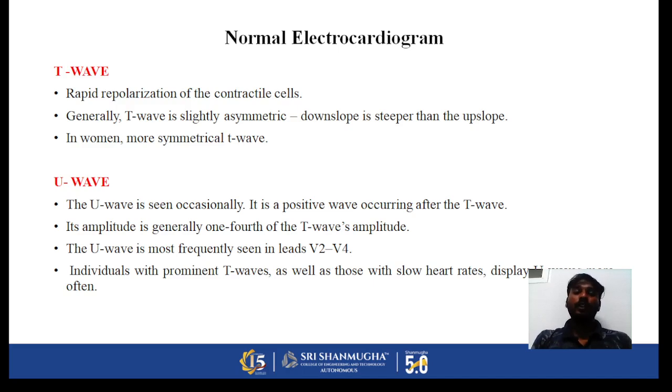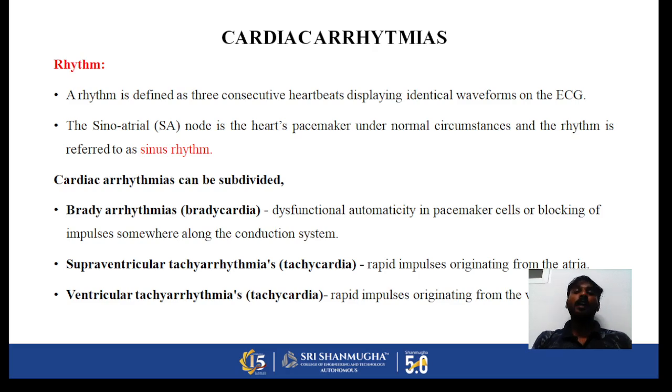U wave: we can see U waves occasionally. It is a positive wave occurring after the T wave. Its amplitude is generally one-fourth of the T wave amplitude. The U wave is most frequently seen in leads V2 and V4. Individuals with prominent T waves, as well as those with slow heart rates, display U waves more often. Rhythm: cardiac arrhythmias.